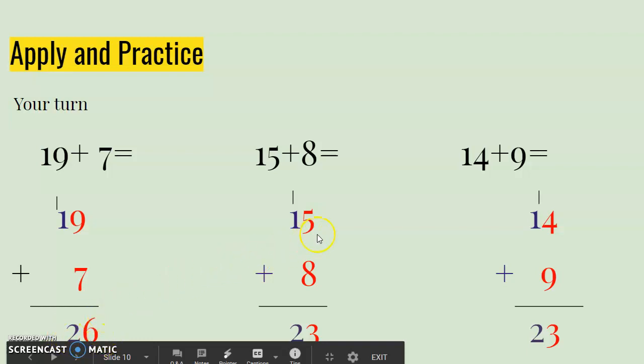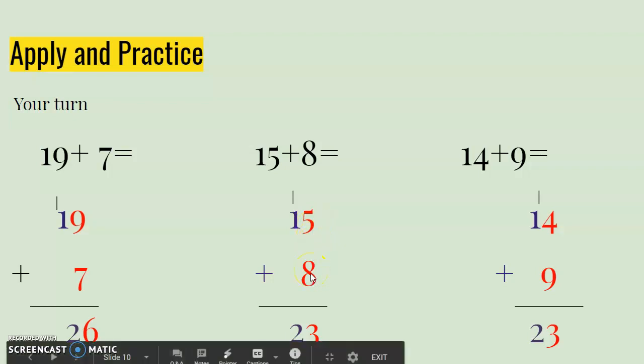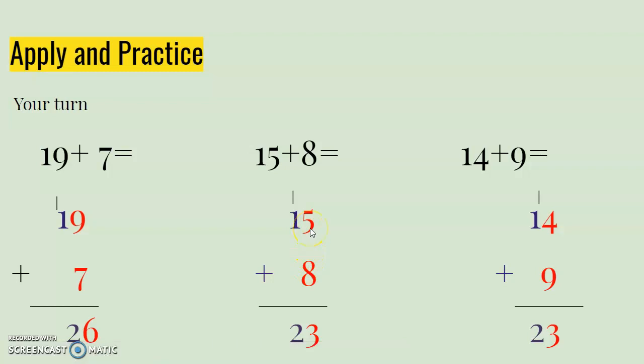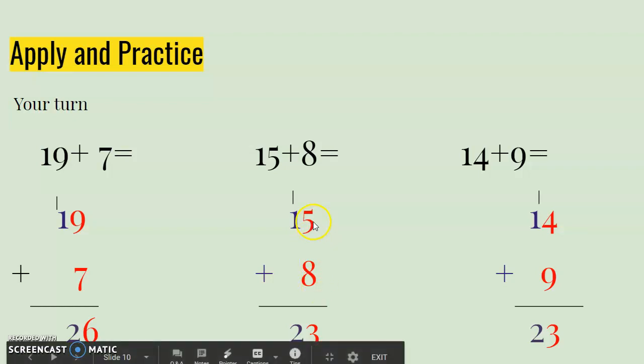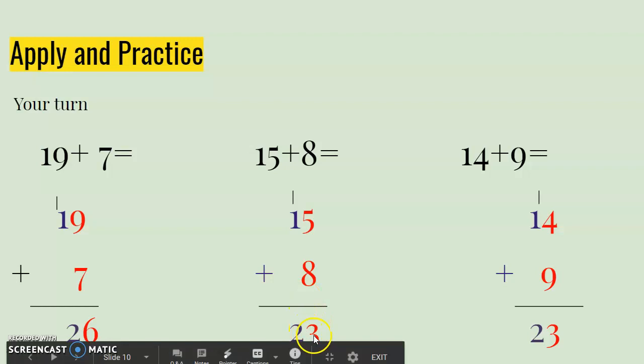Okay, let's try the next one. We have 5 plus 8. If we start at 8, we count up 5 more. 9, 10, 11, 12, 13. 8 plus 5 is 13. 13 is a 10 and 3 ones.